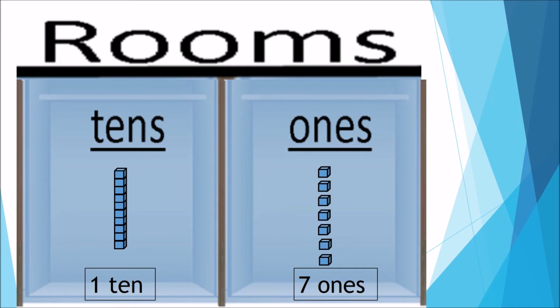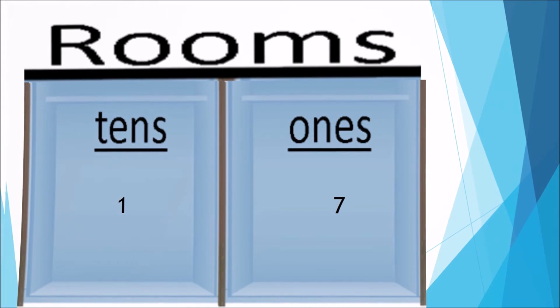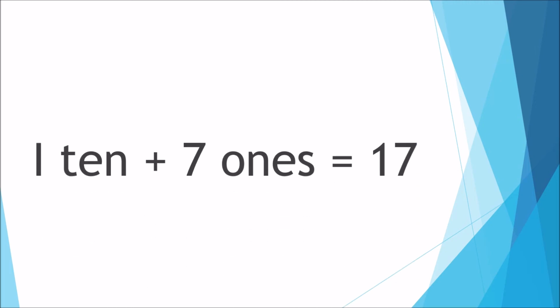Let's continue. 1 ten plus 7 ones. Can you call that number? 1 ten plus 7 ones. Let's put the digits. 1 in the tens, 7 in the ones. 1 ten plus 7 ones equals 17. Yes, that number is 17.